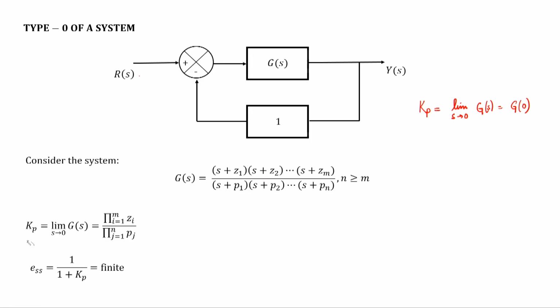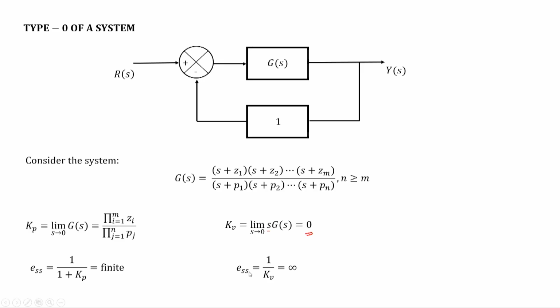Okay. So, let us see what about Kv. What if, instead of a step input, I give a ramp input? Then Kv is equal to the limit of s tending to 0 of s G(s). If you take the limit of s G(s), it will come out to be 0. If that is 0, then ESS, the steady state error, is infinity, which means a type 0 system can never follow a ramp input.